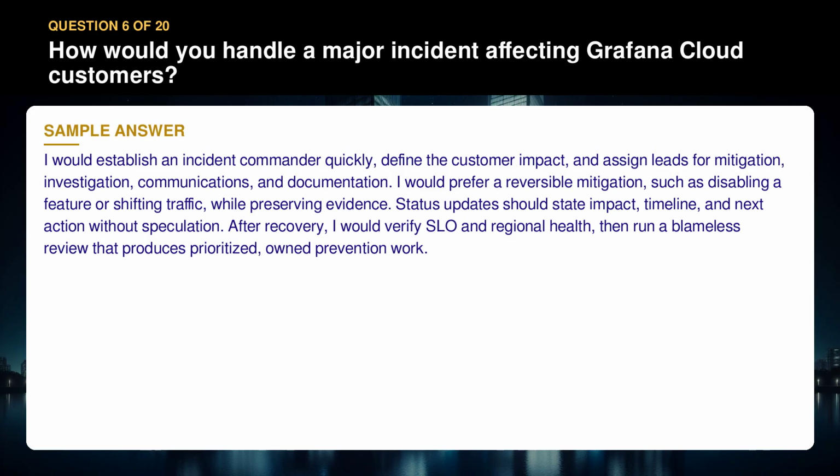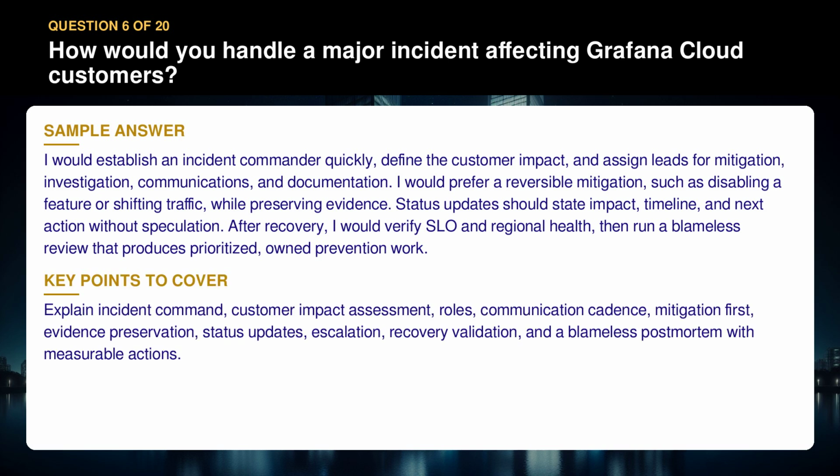Status updates should state impact, timeline, and next action without speculation. After recovery, I would verify slow and regional health, then run a blameless review that produces prioritized, owned prevention work. Explain incident command, customer impact assessment, roles, communication cadence, mitigation first, evidence preservation, status updates, escalation, recovery validation, and a blameless postmortem with measurable actions.